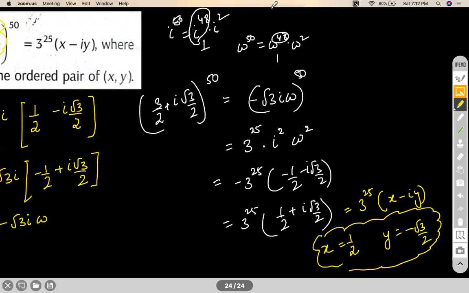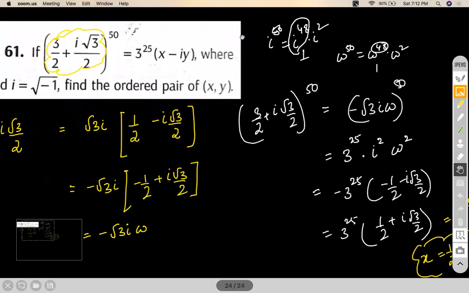Let me check. Anybody got it? Nobody got it. Small mistake, sign mistake, Gayatri. Pranav also sign mistake. Be careful. They asked x minus iy, not x plus iy. Okay, next question.